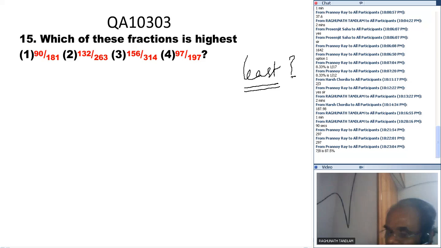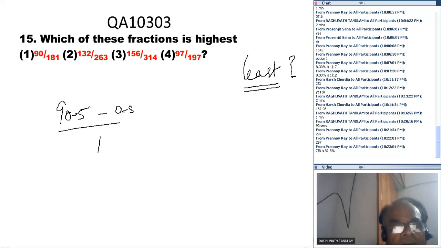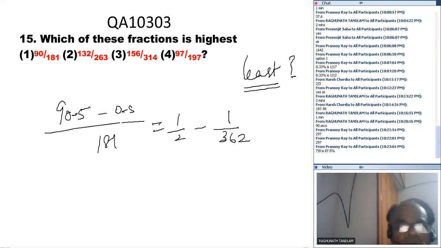What is 90 by 181? See, the answer is easy. It's 90.5 minus 0.5 by 181, which is half minus 1 by 362. Second is more than half, so forget that. 156 is nothing but 157 minus 1 by 314, which is half minus 1 by 314.